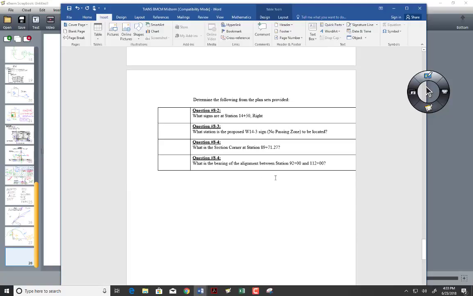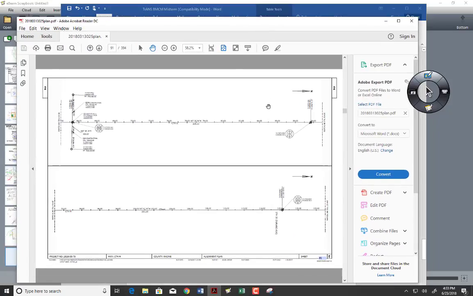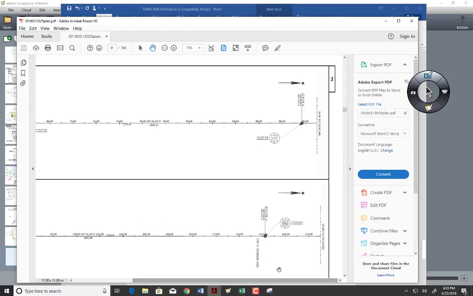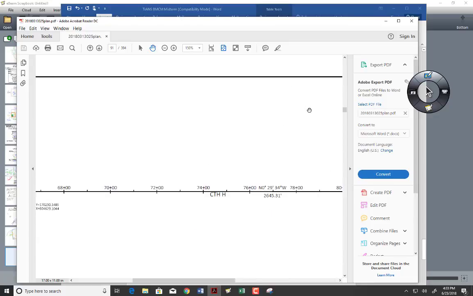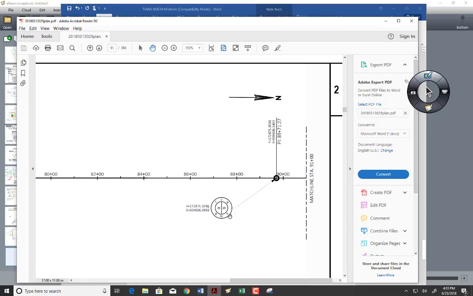Plan sets. What signs are at location 14 plus 50? Well, let's get back down to the other ones. These right here. What is the section corner at 89 plus 71? If we look at these plan sets, 89 plus 71 would have been right here. And what section corner is that? That's Township 3 North, Range 22 East, the east corner of 29 or the west corner of 28.